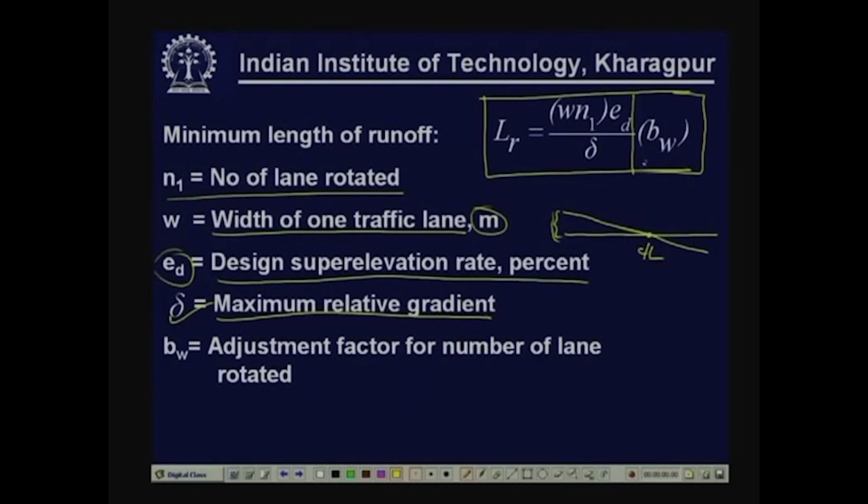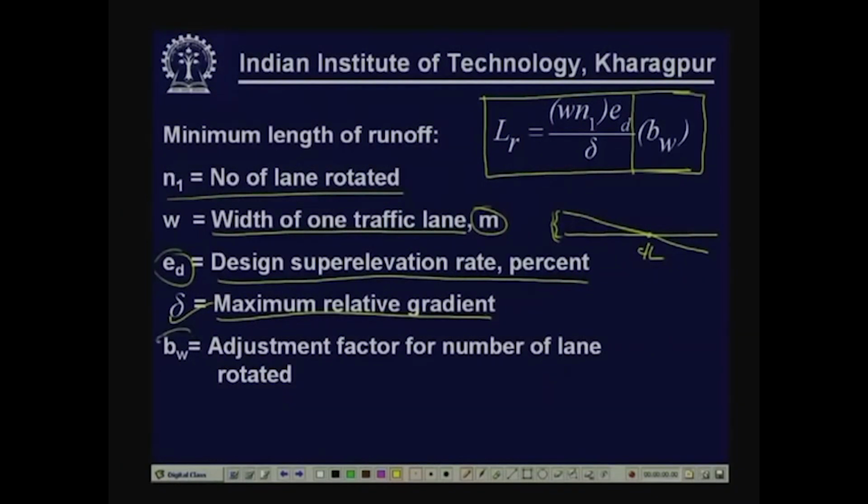Now, if we use only this part of the equation, then consider the required length for a 2-lane undivided road rotated with respect to the center line, and again for a 4-lane undivided road with rotation with respect to the center line. The required length in the second case will be twice the length required in the first case. Similarly, if we consider a 6-lane undivided road, the required length will be 3 times the requirement for a 2-lane undivided road. So, it will be just proportional to the number of lanes rotated.